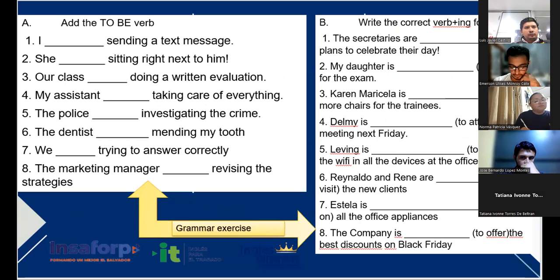Okay, here we are. Raise your hand, who wants to write number one. Complete number one. The secretaries are making okay to celebrate their day.